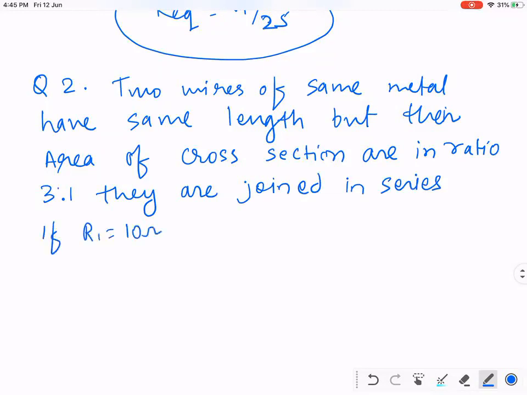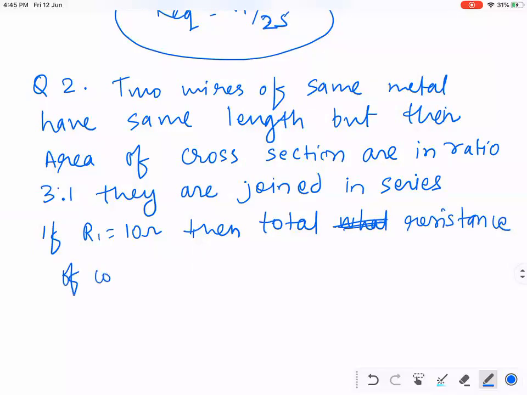If R1 is equal to 10 ohm, then total resistance of combination is what? What is total resistance? I cannot give you more time.